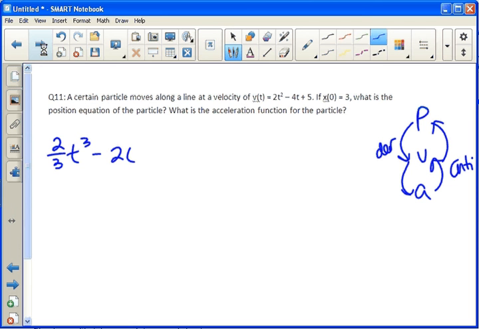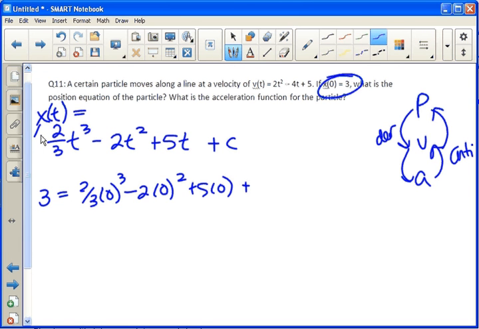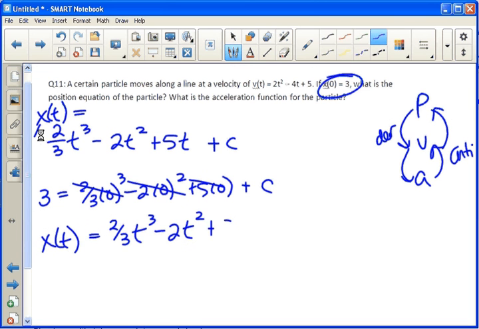And I have to put a plus c. That's my x of t. And then they've given us the information we need right here to solve for c. We know if we plug in 0 for all the t's and set the whole thing equal to 3, we'll get our answer. And hopefully you can see there all this cancels out and we just get c equals 3. So our position function is 2/3 t cubed minus 2t squared plus 5t plus 3. So that's the position function they asked for.